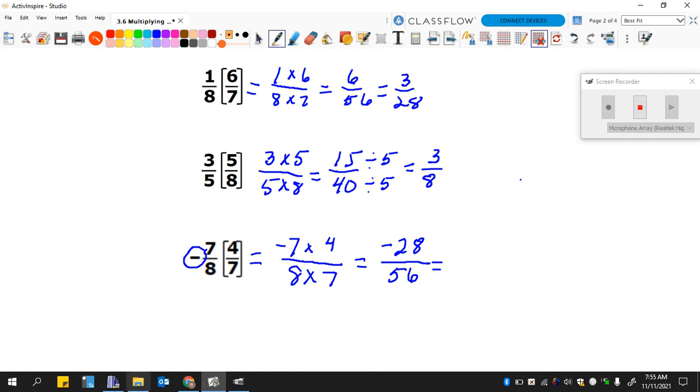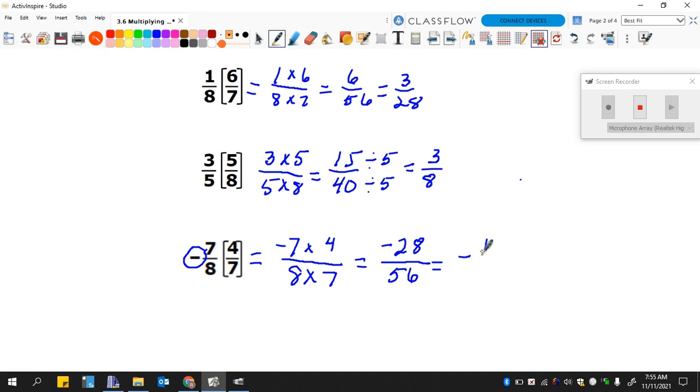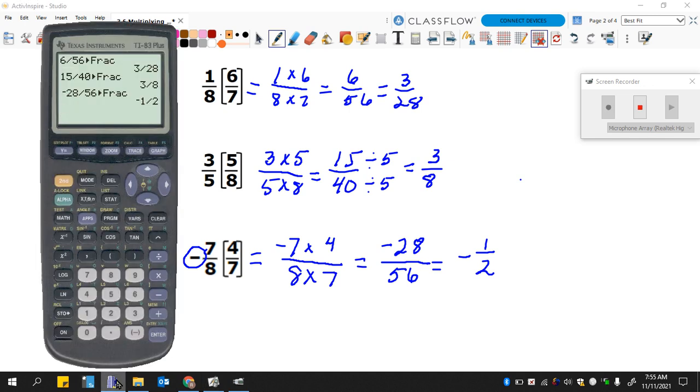When we get our calculator and do -28 divided by 56, math, enter, we find out that our answer is negative 1/2. Negative 1/2. Make sure you look at the fact that it's a negative. Don't forget to notice that it's a negative number right there.